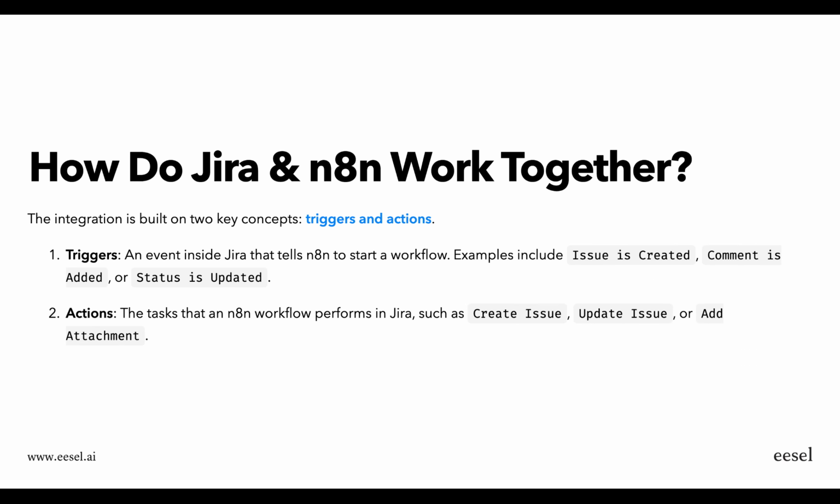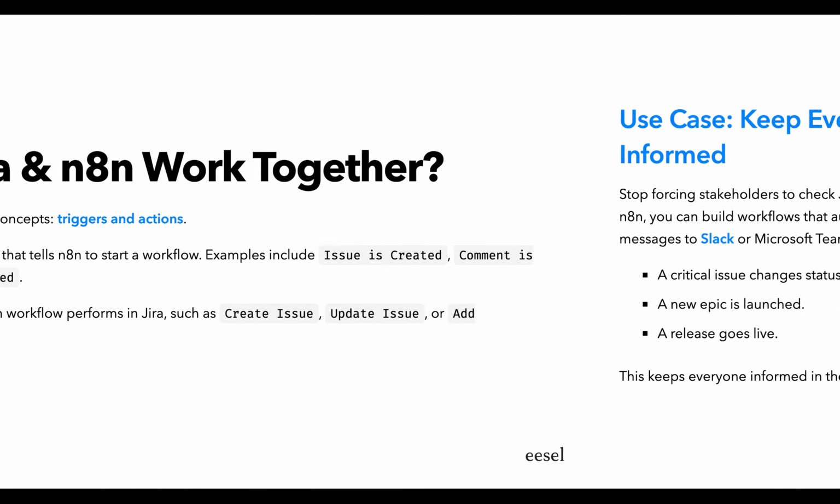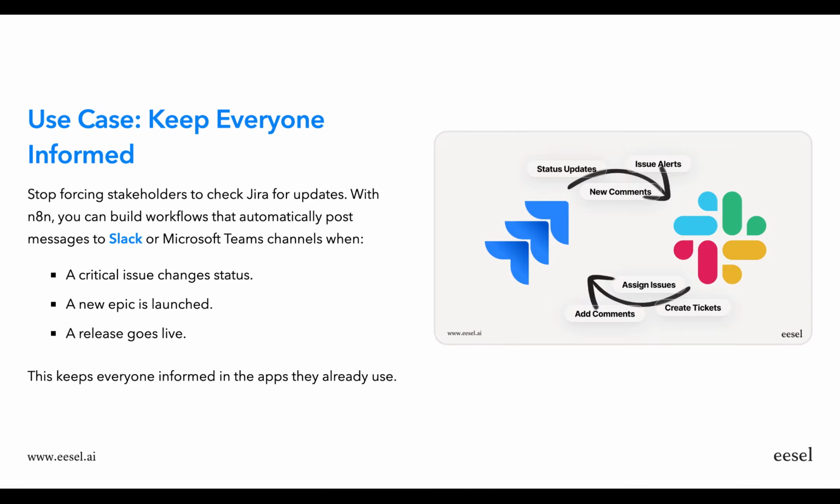So, how do they actually work together? It's all about two key ideas: triggers and actions. A trigger is an event in Jira, like creating a new issue, that kicks off a workflow in n8n to perform specific actions. All right, let's look at a popular use case: keeping everyone in the loop. Instead of manually updating stakeholders, you can set up n8n to automatically post updates in Slack or Teams whenever a critical Jira issue changes status.